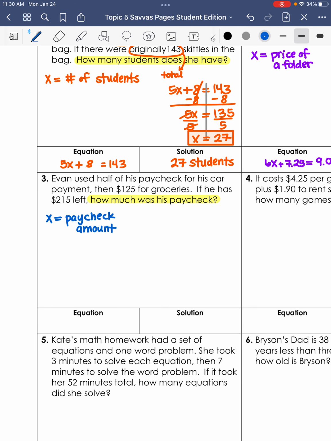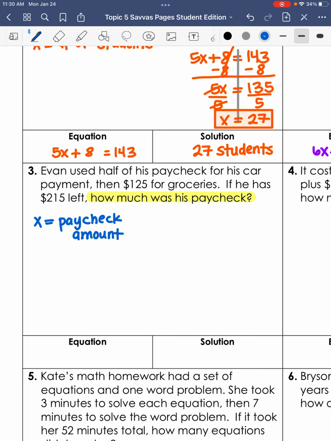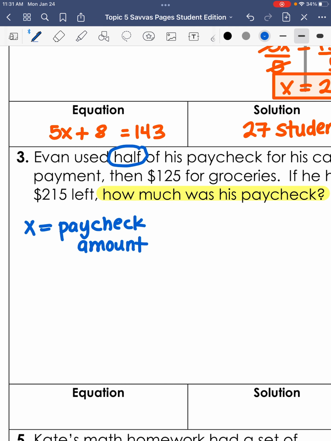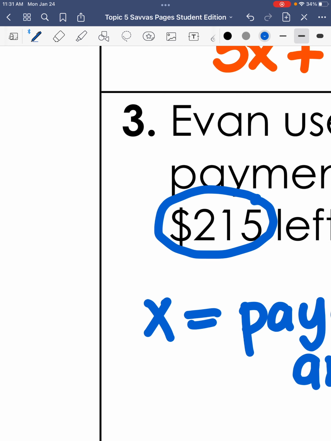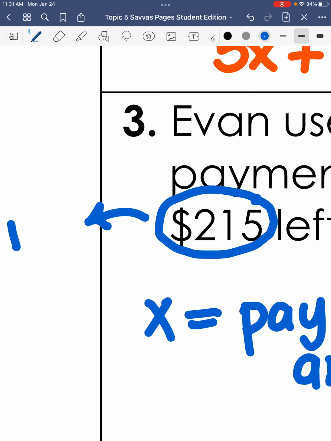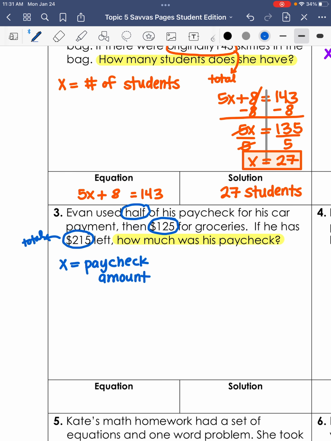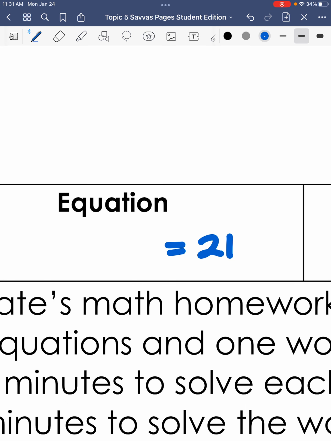Okay. What is some other important information I might circle? Well, I'm going to go with half because he used half of his paycheck. Then he had $125 for groceries, and he had $215 left. Okay, so of those 3 numbers, is one of them a total? Well, he used half of his paycheck, and then he used $125, and he has $215 left. $215 is our total. So because that's our total, we know where it goes in our equation. It goes after our equal sign. So I'm going to go ahead and write equals 215 down here.